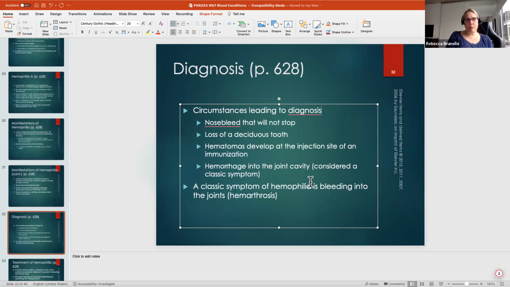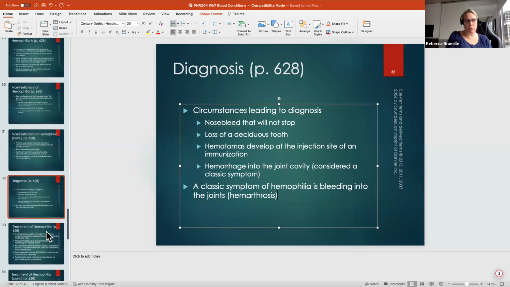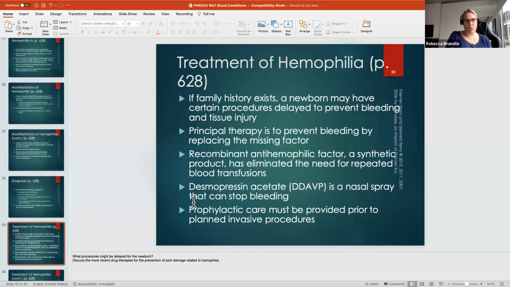Just be aware that, like a lot of these genetic disorders, not everyone knows that they're a carrier. A woman could be a carrier, have a male child, and have no idea that she's a carrier, and then her child has problems with bleeding and ends up having hemophilia. So be on the lookout for the symptoms so you can intervene and give appropriate education.